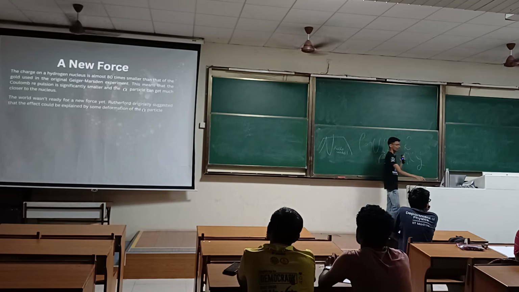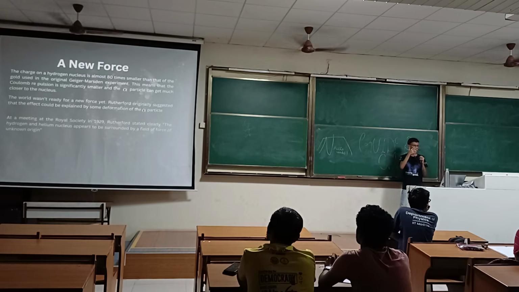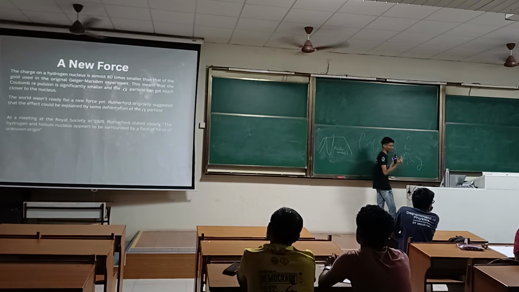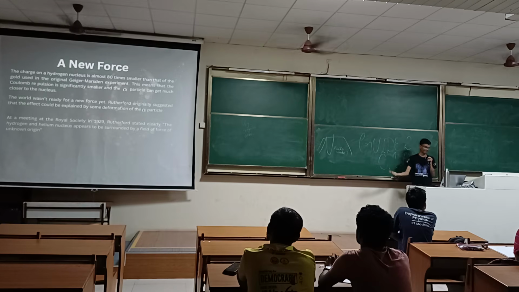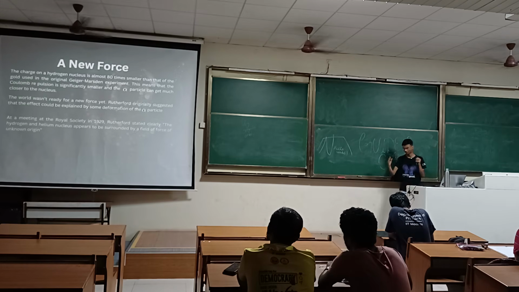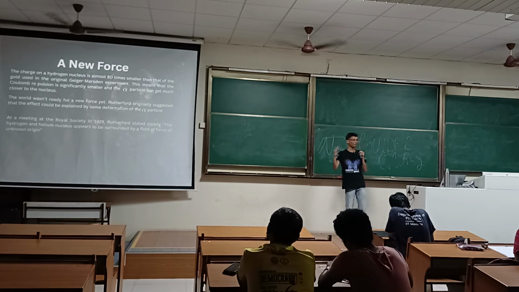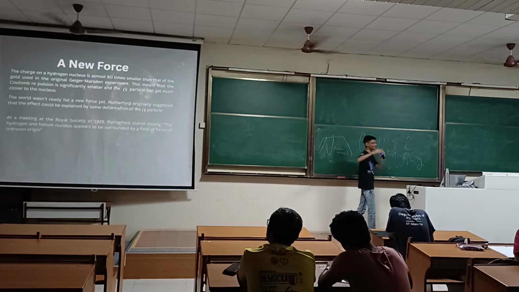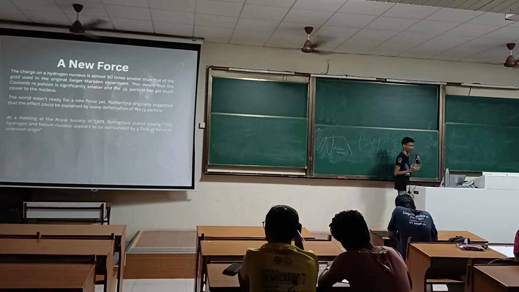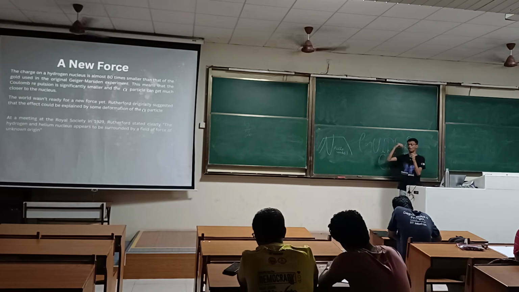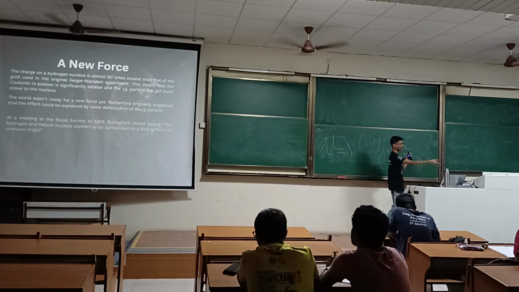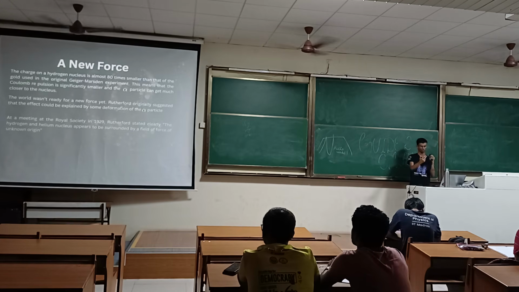So in the end, finally, at a meeting in the Royal Society in the year 1929, Rutherford clearly stated that the hydrogen and helium nucleus appear to be surrounded by a field of force of unknown origin. So this is a huge thing. Basically he admits that whatever theory we have is incomplete, there is something that we do not know of. Now the task before all the scientists at that time, both experimentalists and theorists, was to come up with an explanation for this new force.